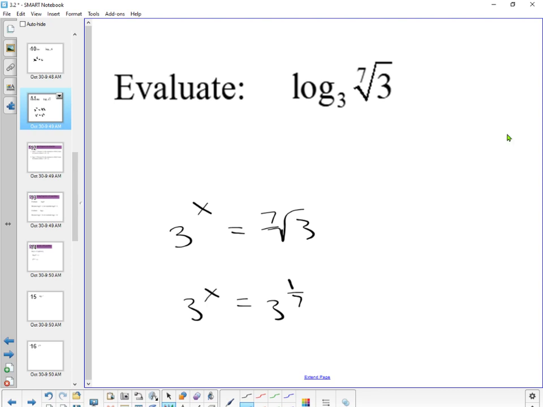And this is actually one of the properties that we're going to learn. If the bases are the same, then shouldn't the exponents be the same? We're saying this is equal to that, right? So if the bases are the same, then the exponent should be the same. That means that x is 1/7.